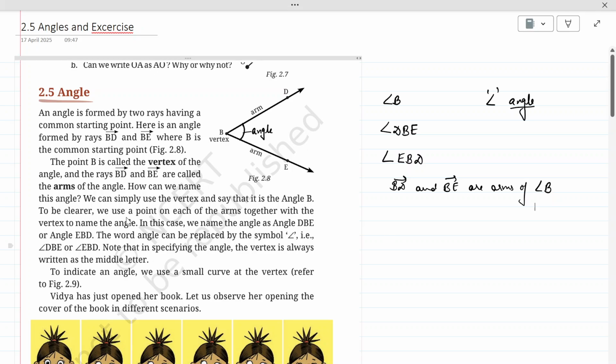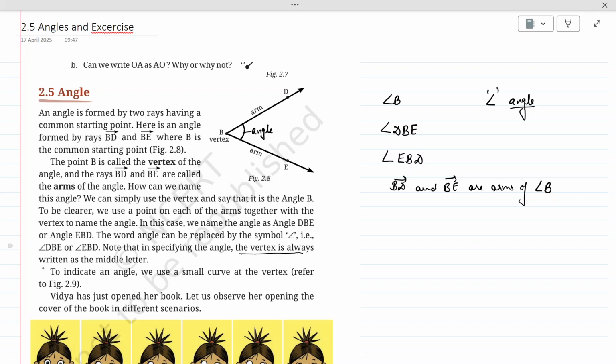Now, to be clearer, we use a point on each of these arms together with the vertex to name the angle. In this case, we name the angle as angle DBE or EBD. This we have already learned. The word angle can be replaced by this symbol. This represents the angle. Note that in specifying the angle, the vertex is always written as the middle letter. So this is very important.